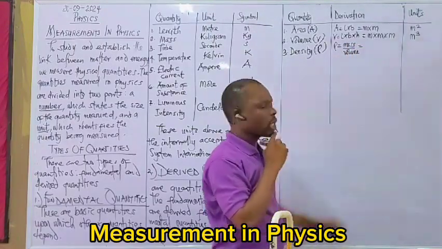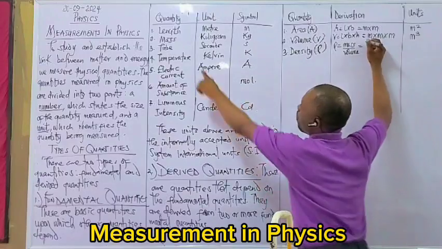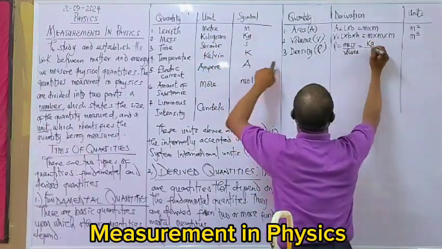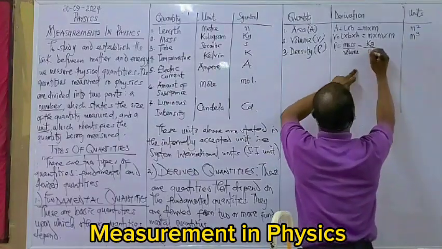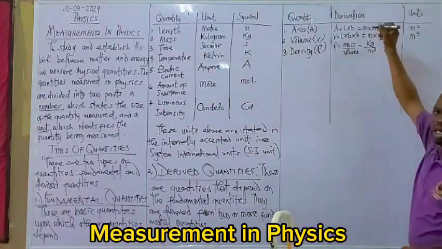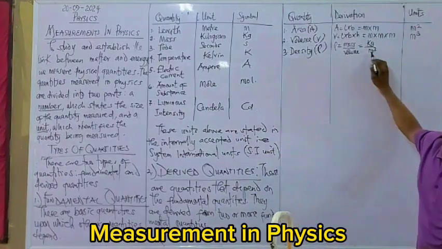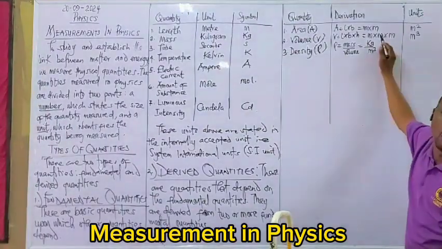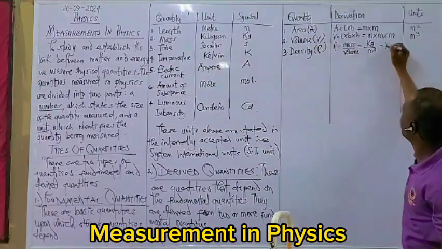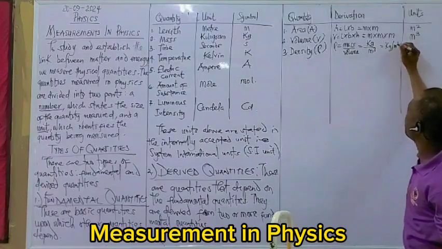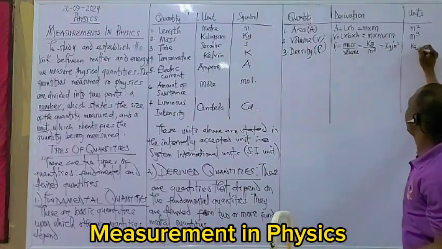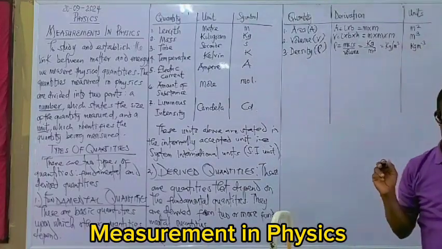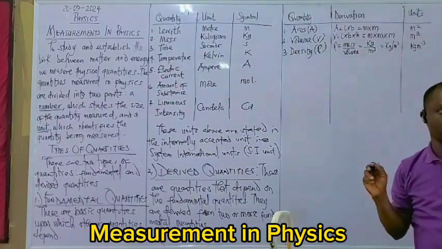Are we together? What is mass? Kilogram, right? We write kilogram over what? What's the volume? Meter cube. According to your indices, this meter cube, when it comes up, it becomes what? Kilogram per meter cube. You can write it like this or kilogram per meter cube. Are you following? You get that?